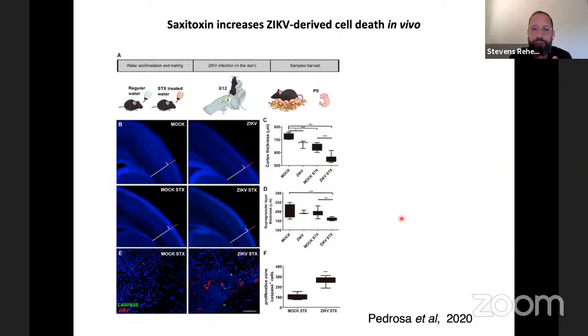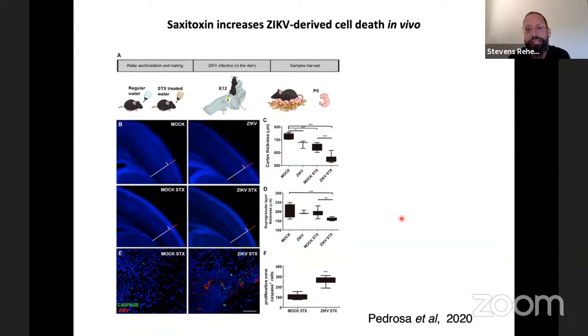This part of the work was developed in the lab of Patricia Garcés. Basically, what she did was that the animals started to consume water with saxitoxin, basically the same kind of water that was available to the poor people in the northeast of Brazil. And after they were drinking this water, they got infected with the Zika virus and also got pregnant.